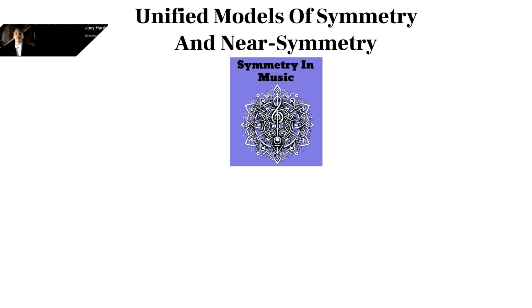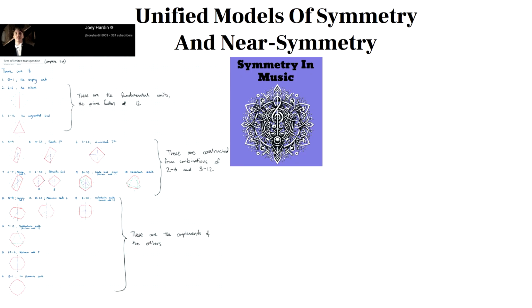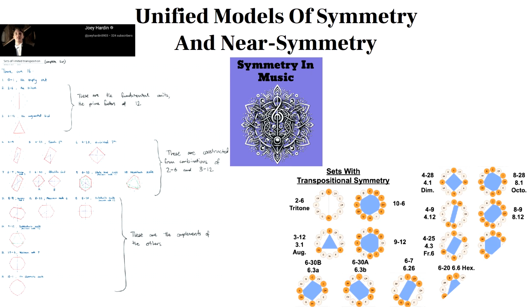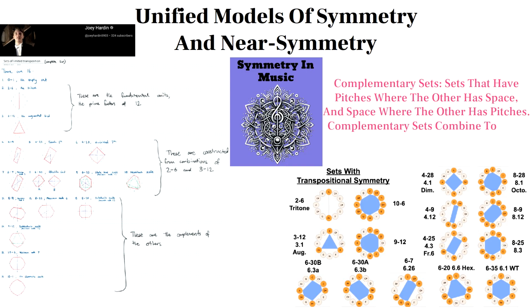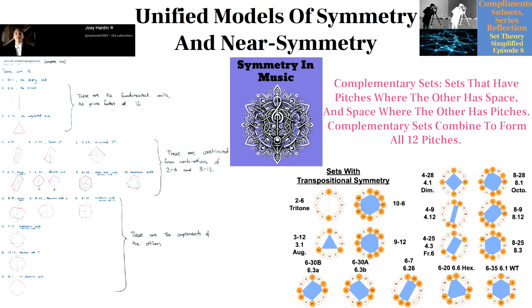Let's get into it at the whiteboard. We begin with a shout out to Joey Harden for writing out every set with transpositional symmetry. In the version I made of it, we can see complementary sets next to each other, which together form all 12 pitches. Since the diminished chord is symmetrical, mapping onto itself at 4 transposition levels, the same applies to its complement, which is the octatonic scale.